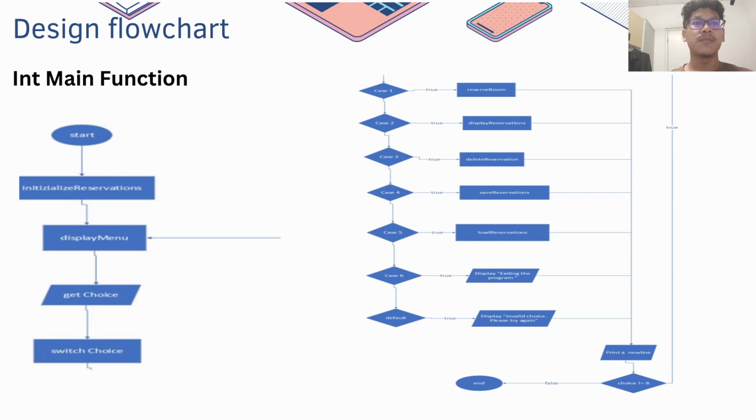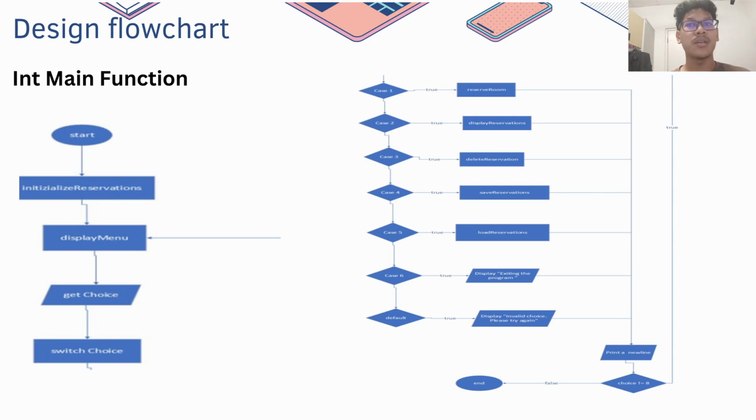So in our flowchart, we have 8 functions, including the main function. In the main function, we will start and initialize reservation, and then we will call the display menu function, and then we will read the input from the user, which is the choice. We have 6 types of input that we can read from the user, which are 1, 2, 3, 4, 5, and 6.